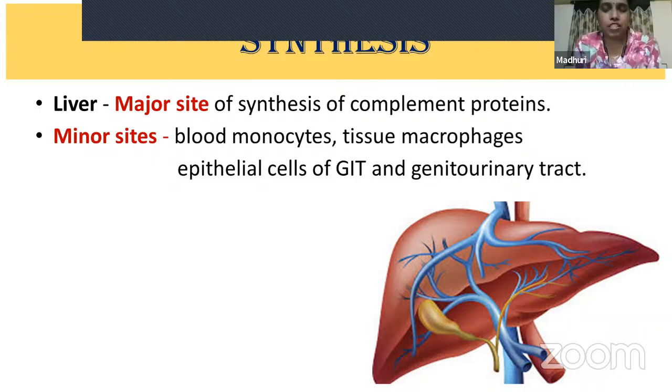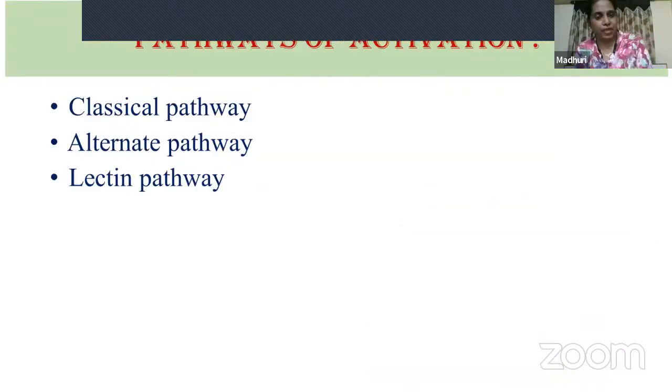Okay. Now, we have been talking about the different pathways in which the complement gets activated, right? We have talked about C1 to C9; they get activated in different pathways where the sequence is different. For the activation of these different components, the complement system has 3 different pathways: classical pathway, alternate pathway, and lectin pathway.